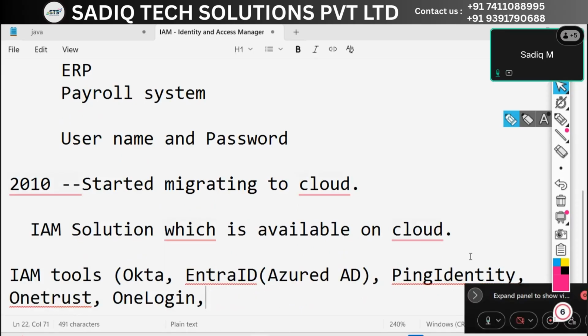There is IBM product also. So all these are IAM tools available in the market, and mostly used IAM tools, and number one in the market is Okta.